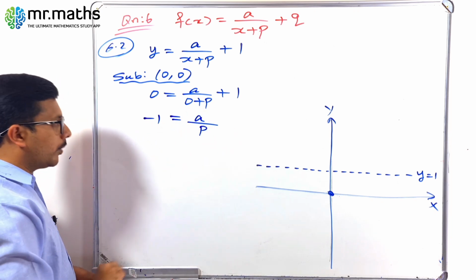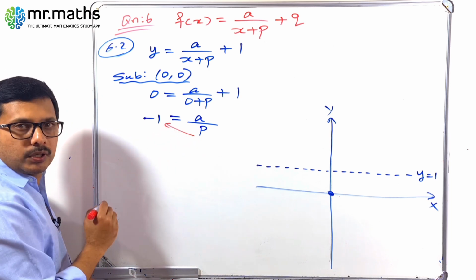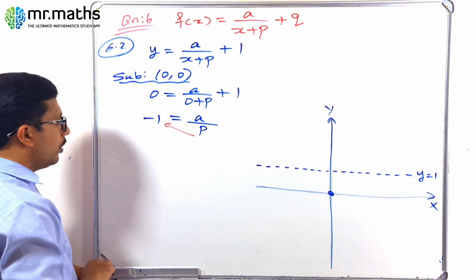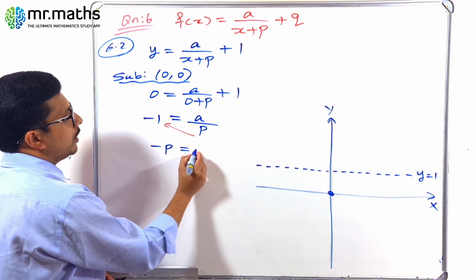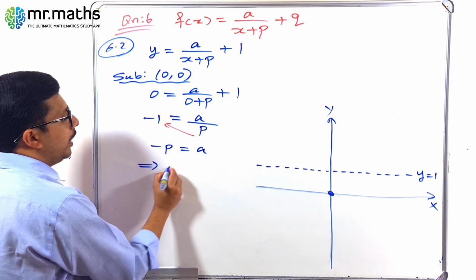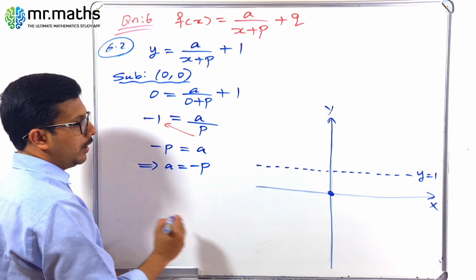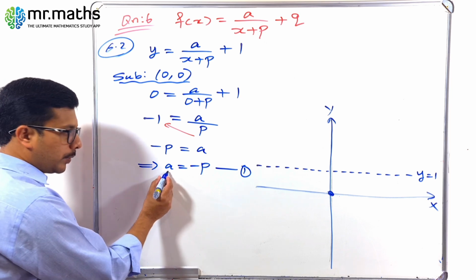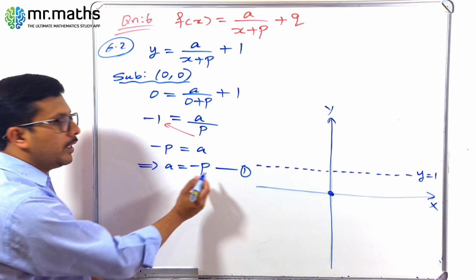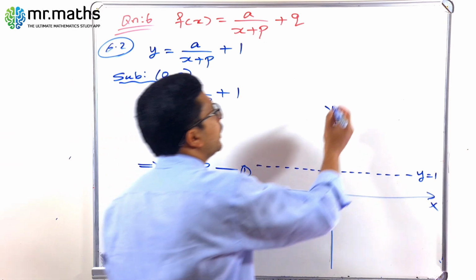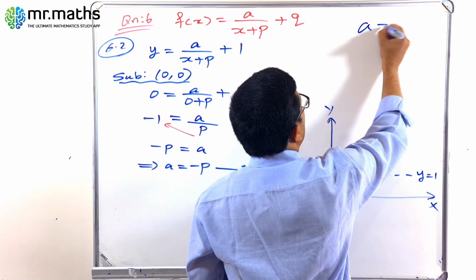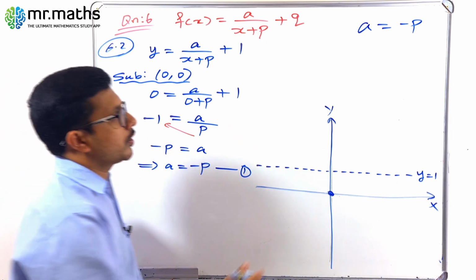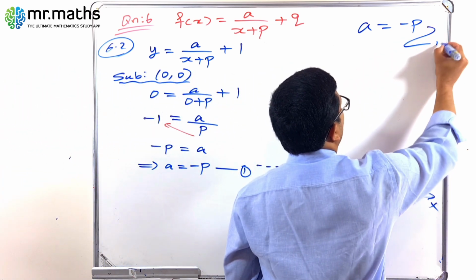So you can cross multiply. This p you can multiply with this minus 1. So p times minus 1 is minus p. So minus p is equal to a, or a is equal to minus p. I'm going to call that equation number 1. So we got an expression for a. What is that expression? a is equal to minus p. Let me write that equation here. That is our equation number 1.